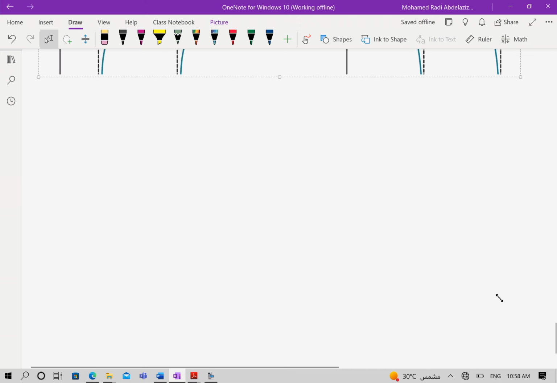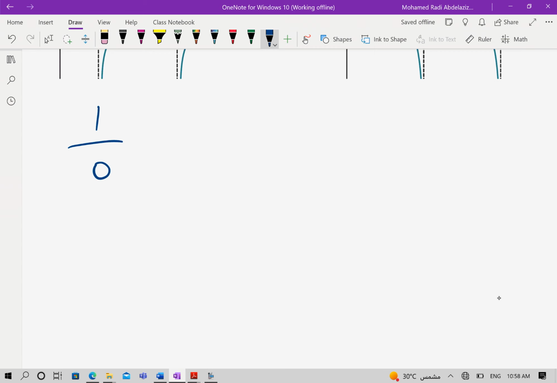Your friend asked why we write 1 over 0 is infinity and 1 over infinity is 0. I will explain why 1 over 0 is infinity. Infinity is more than any value. If you say 1 million, infinity is more than 1 million. How come 1 over 0 becomes the big value?